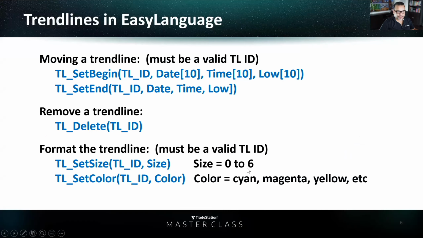And color is pretty much the same. You just have to supply the color. I mostly use one of the 16 colors that EasyLanguage has created. We have a name for them, like cyan, magenta, or yellow. I sometimes use dark yellow or dark red if I'm using a lighter color background.